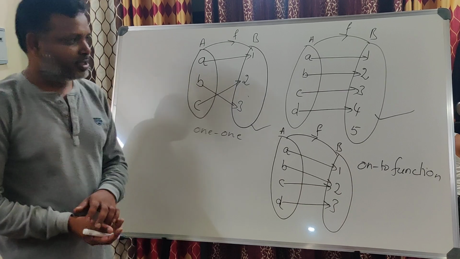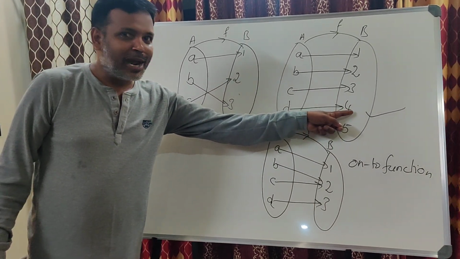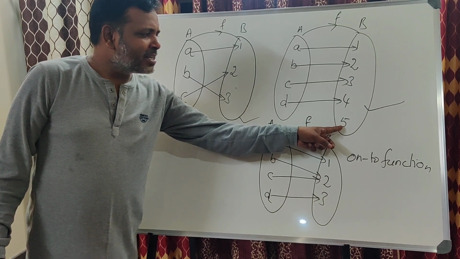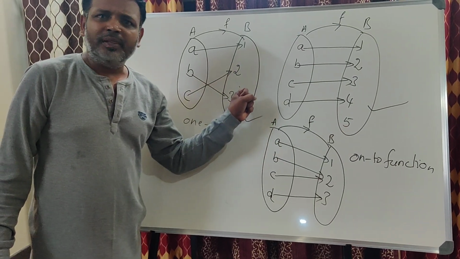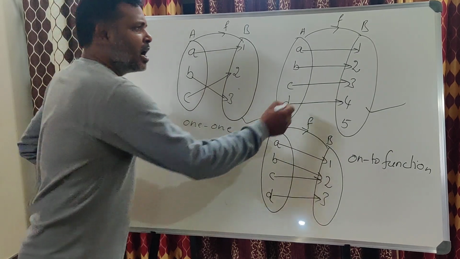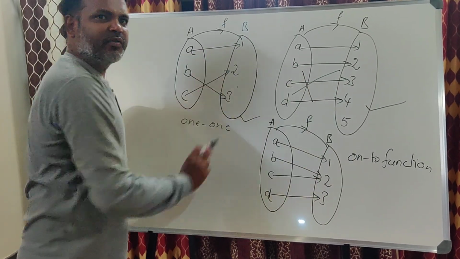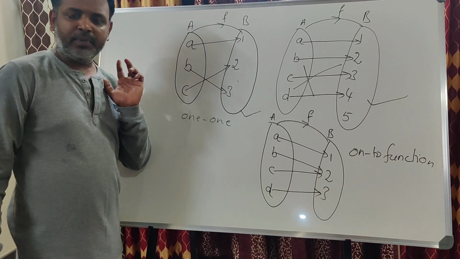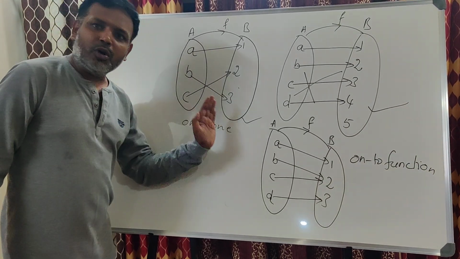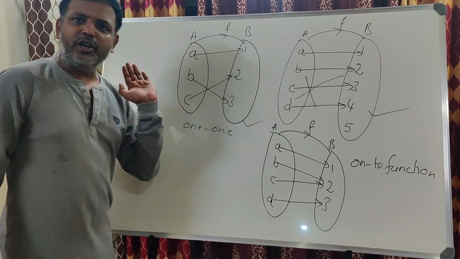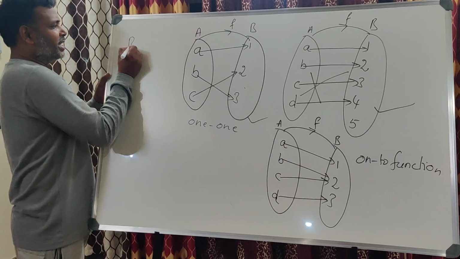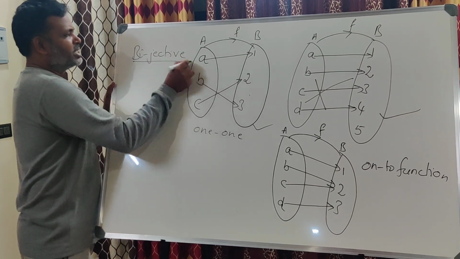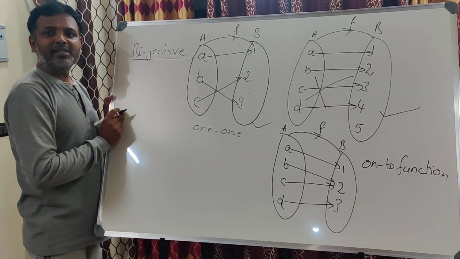Right? Now just consider here. This is not an onto function. Why? Because the element 5 has no pre-image in the domain. Therefore, this is not an onto function. This is only a one-one function. This is both one-one and onto function. The function which is both one-one and onto we call a bijective function. Bijective means one is injective and another one is surjective.